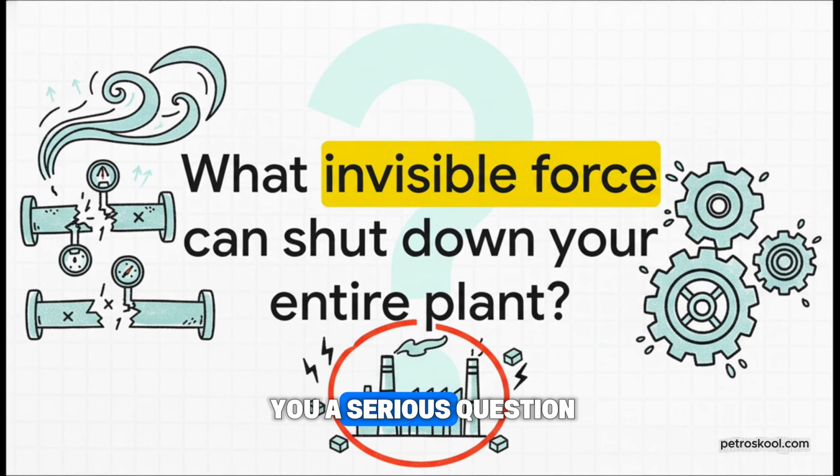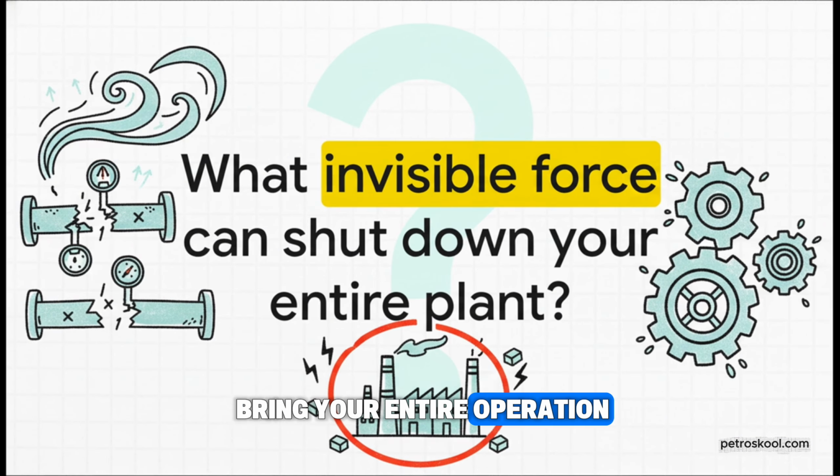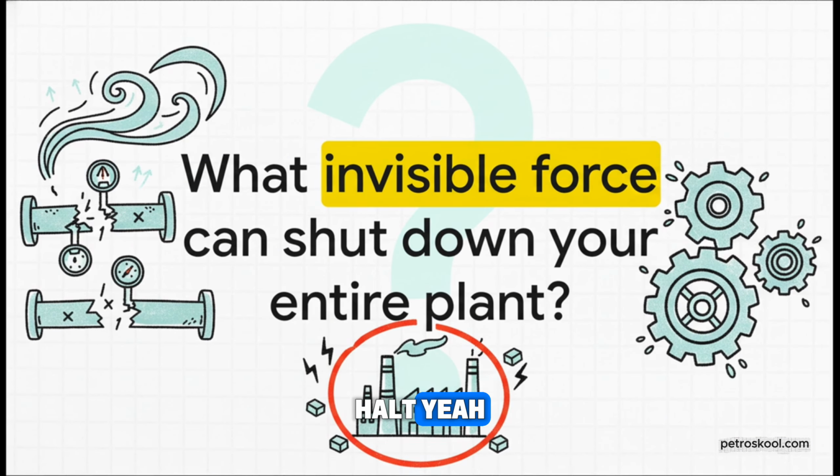So let me ask you a serious question. What's the one invisible force that can bring your entire operation to a screeching halt? Yeah, it's a utility you can't see, can't smell, can't taste, a loss of instrument air or nitrogen. That's not just a little problem. That can trigger a full-on plant shutdown, sometimes in a matter of minutes. The stakes are just incredibly high.